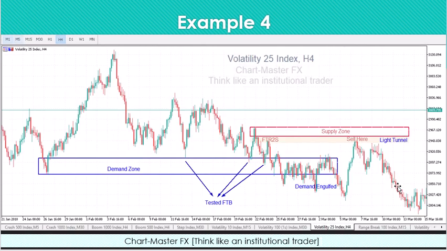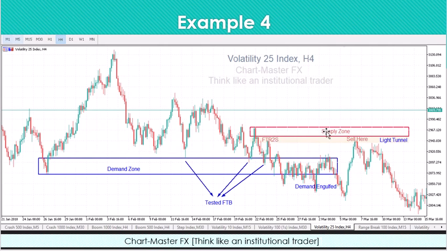Let's go to example number 4. In example number 4 here, we're in volatility 25 index on H4 time frame. So guys, you can see here we have our demand zone here. So we have our demand zone, and supply was actually created after the demand zone.